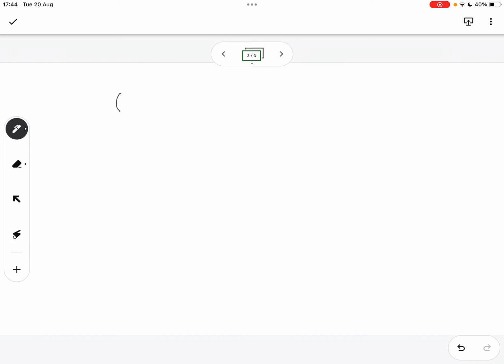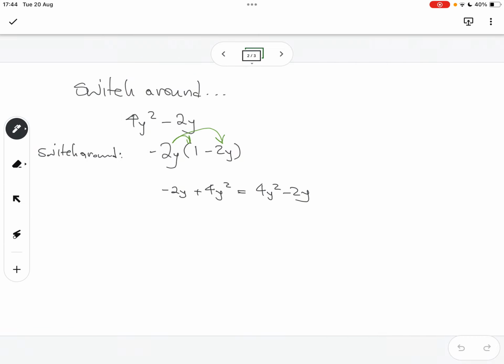Alright, then the next part. For example, bracket B minus A bracket is the same as minus bracket A minus B bracket. You see, which is exactly what we just did. Yeah. Okay, carry on.